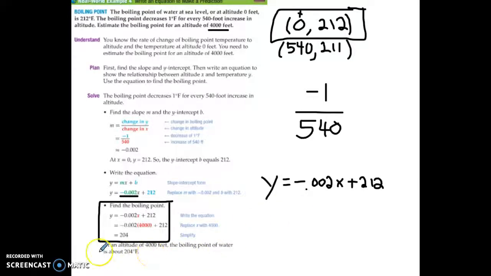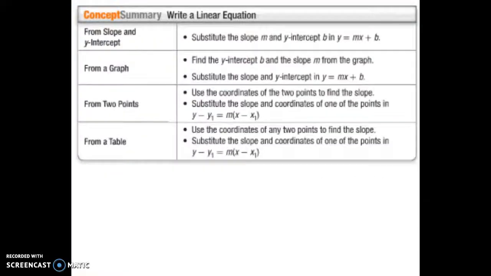Alright, very last slide. We're going to run out of time here. I'm going to cut off at 15 minutes, but this has kind of everything that we talked about this section together. When to use what. So if you're given the slope and the y-intercept, you're using slope-intercept form. If you're given the graph, you use point-slope form. Just find a point, or sorry, slope-intercept form. I said that wrong. Slope-intercept.